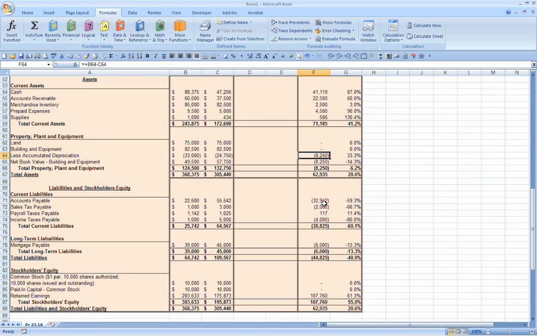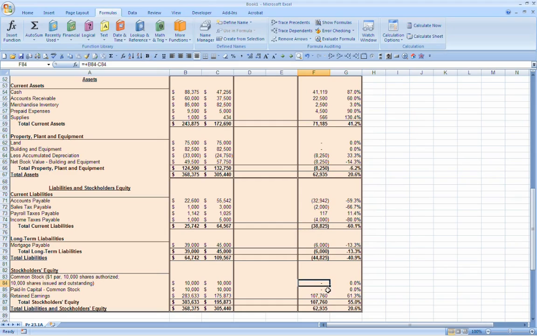Accounts payable went down. Awesome. Sales tax payable down. Payroll taxes payable went up a minor amount. Income taxes payable went down. My total current liabilities went down 60%. Wow, this company looks like it's doing really well. My mortgage went down, my long-term liabilities in total, and my total liabilities are down.